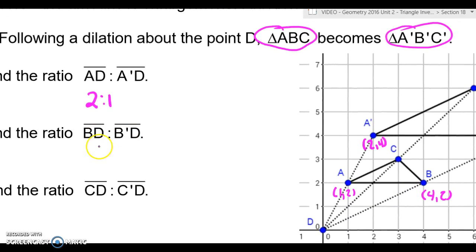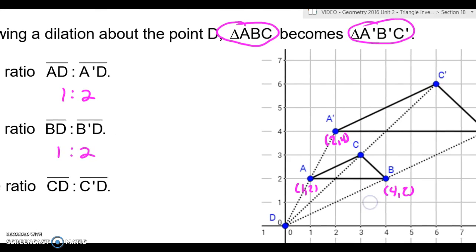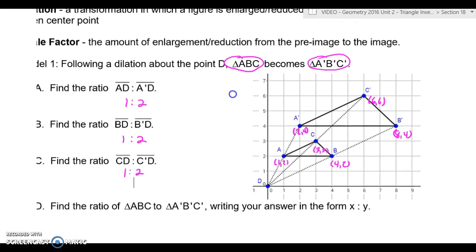So BD to B prime D, I'm sorry, I've got this backwards. AD to A prime D should be 1 to 2, and same here, 1 to 2 for BD to B prime D. And CD to C prime D, so C is at 3, 3, and C prime is at 6, 6. So 3 to 6, 3 to 6, we're doubling there. So again, CD is 1 to 2.